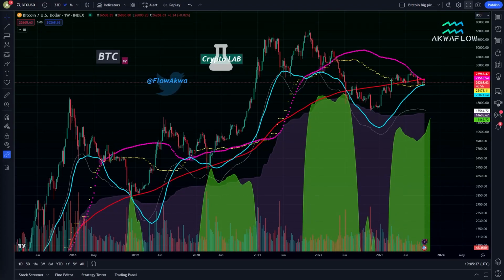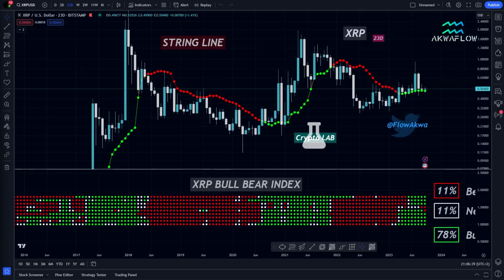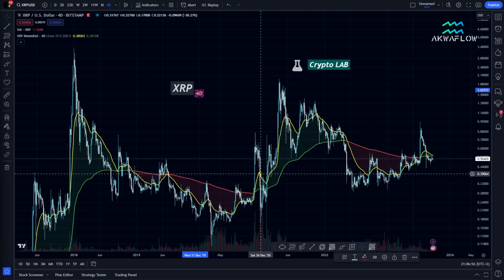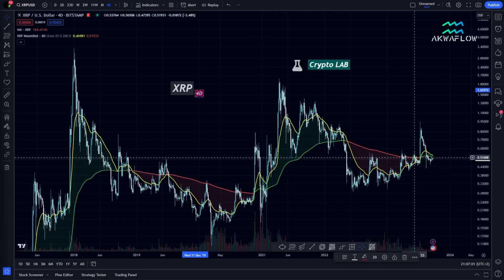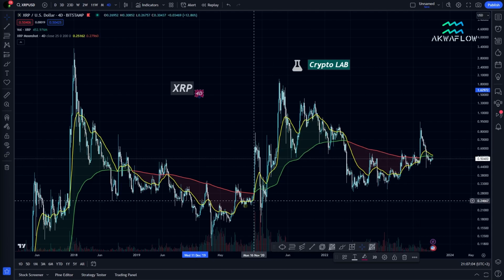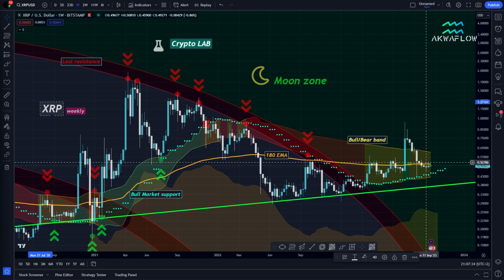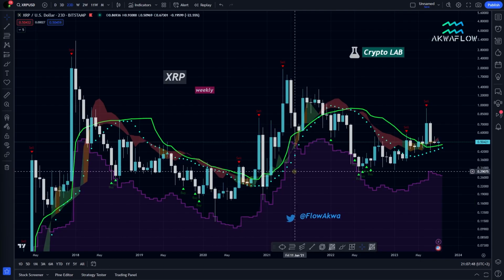Today we have a busy schedule. We are going to start the video with a Bitcoin chart because there are a lot of things happening right now and I need to share this with you. Then, as usual, I'm going to share an update of the XRP Bull Bear Index and the string line. The most important chart of the day is the moonshot chart, so I will share an update of this also. I will not forget to talk about the big picture chart and the current situation. And at the end of the video, we are going to talk about the cloud chart.